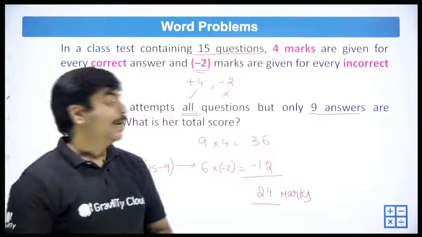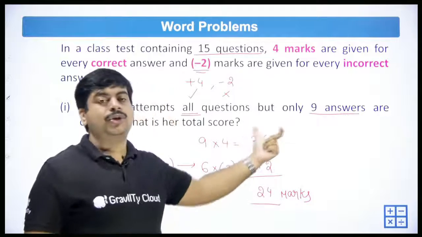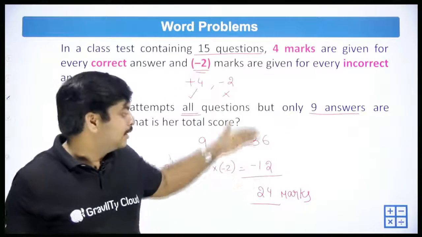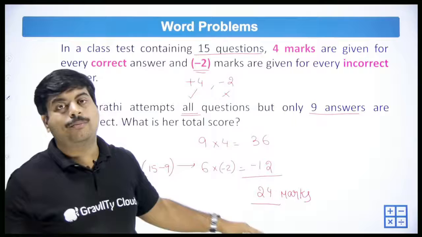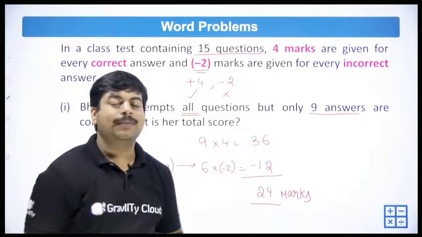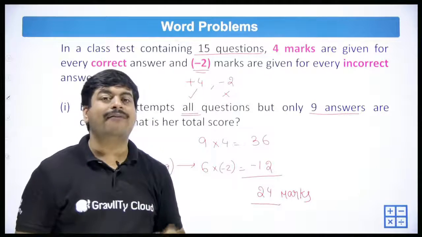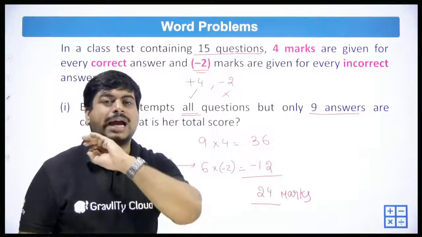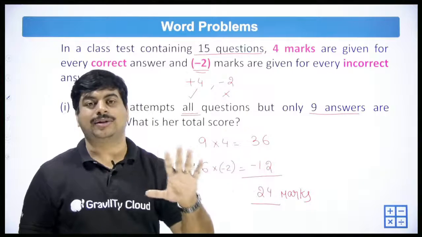Although she got plus 36, due to the incorrect answers, she has fallen to 24 marks, right? So once again, I'm saying, whichever exam you're having negative marking, please don't attempt the wrong answer which you're not sure of.